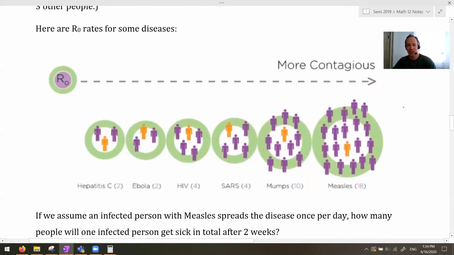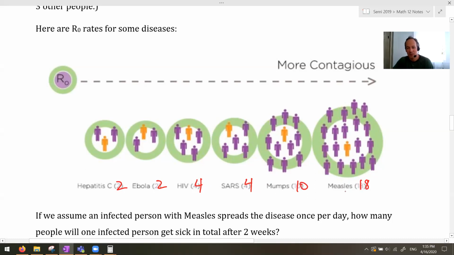Here's a little graphic. This is actually absolutely true. Hepatitis C has an R naught value of 2. Ebola is 2. HIV is 4. So the typical HIV patient actually spreads it to 4 people. SARS, if you remember SARS from a long time ago, which was similar to COVID-19, was 4. Mumps is 10, and measles is 18.